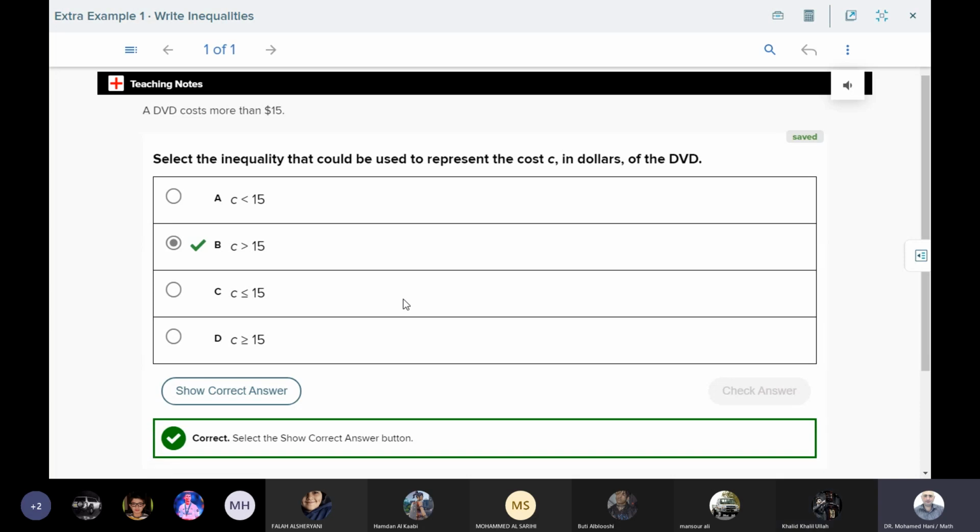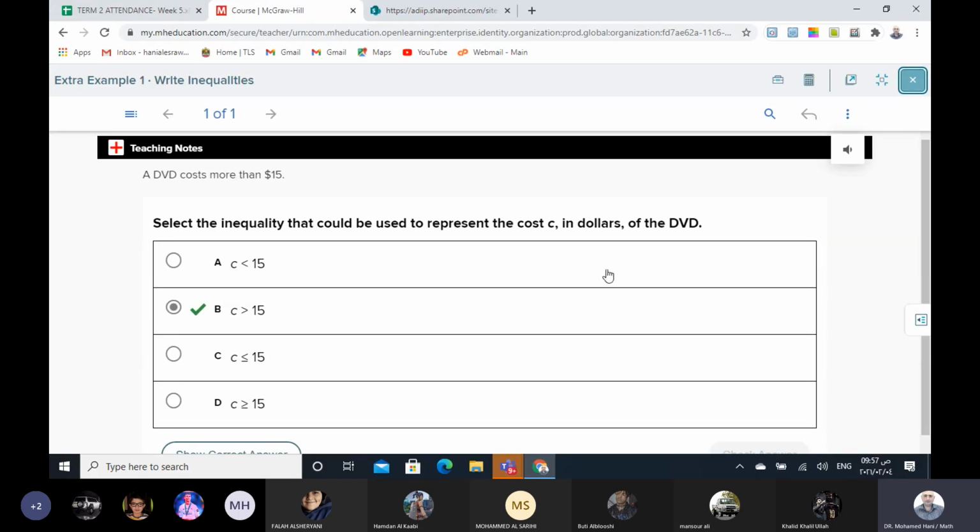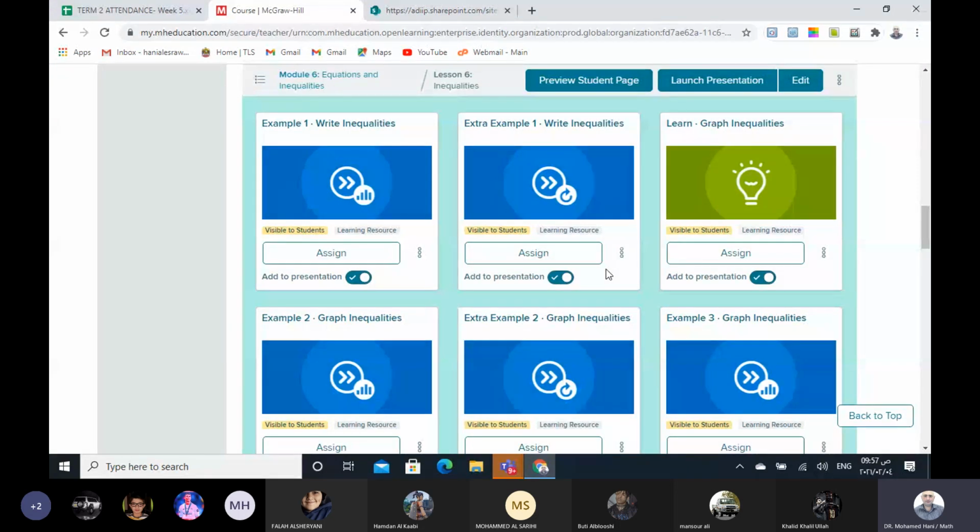Great, Khalid. The difference between the inequality and the equation: in inequality we use greater than, less than, or greater than or equal, or less than or equal. But in the equation, just we use equal. This is the difference between the inequality and the equations.